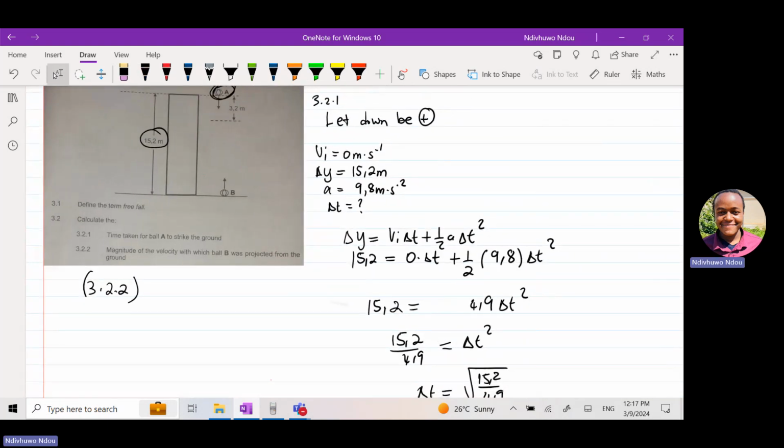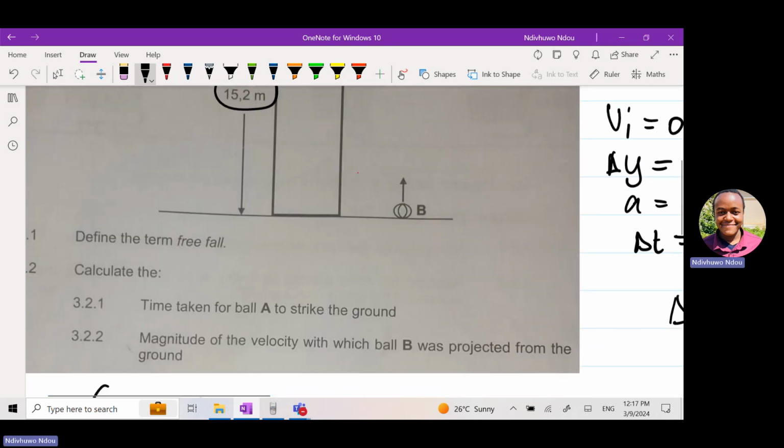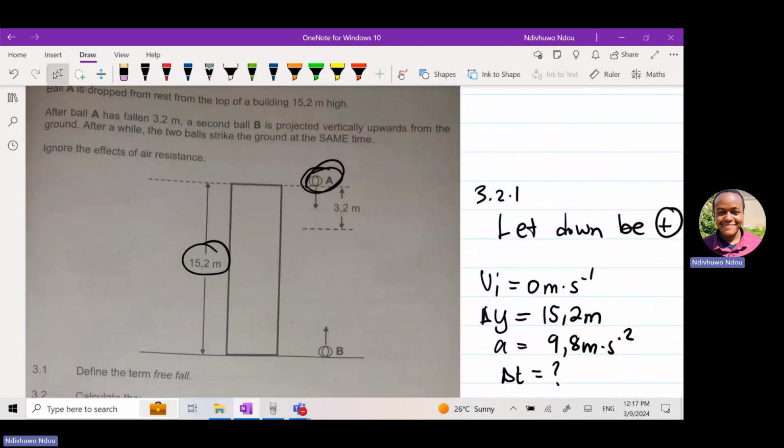Calculate the magnitude of the velocity with which ball B was projected from the ground. Guys, this is quite interesting because there's something happening here. We are told from the statement that after ball A has fallen about 3.2 meters, so it was somewhere here, ball A, right? This is our ball A at this height, right after it has fallen 3.2 meters. Ball B is then projected vertically upward, right?